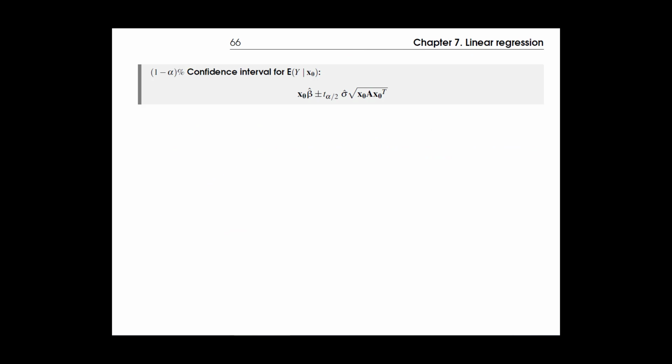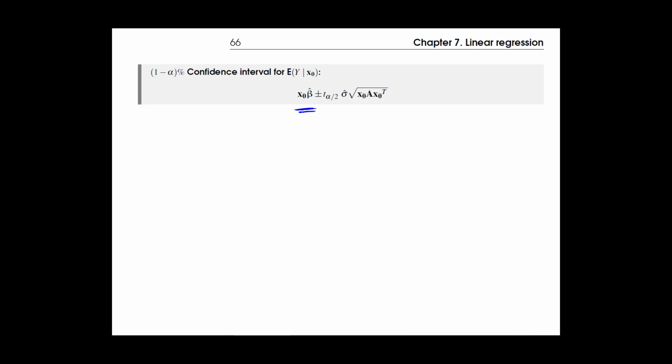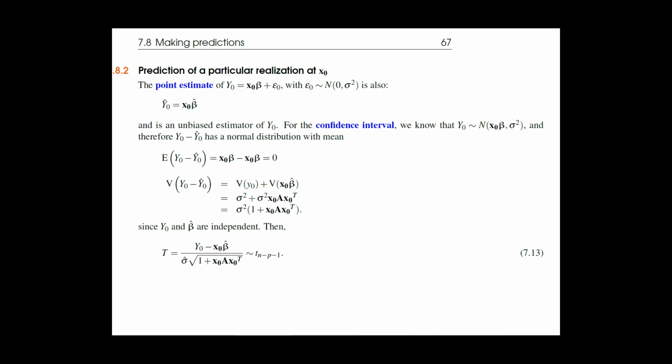And it's the same formula as before. So it's the mean value plus or minus the t-statistic with n minus p minus 1 degrees of freedom times the standard deviation of the prediction. Now all this is in vector notation, but it should be doable either in calculators or, yeah, not by hand though, okay? So make sure you know how to multiply matrices and all that.